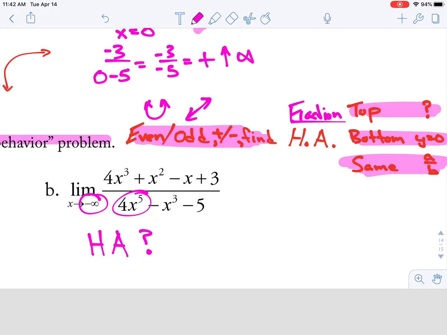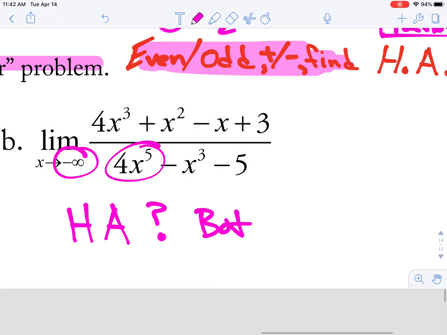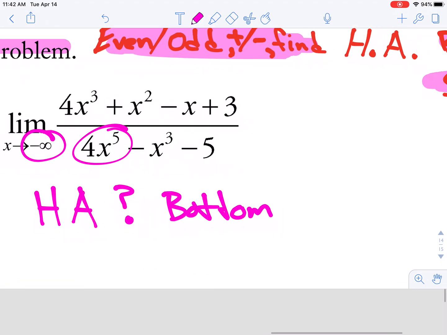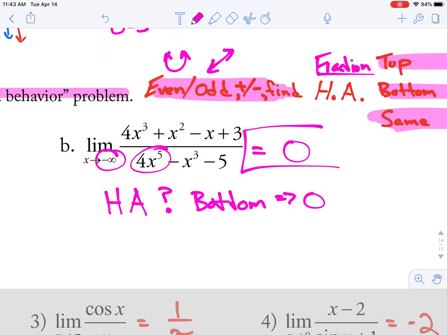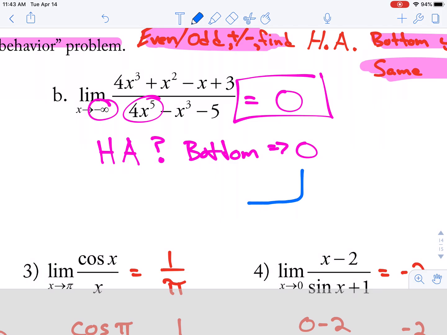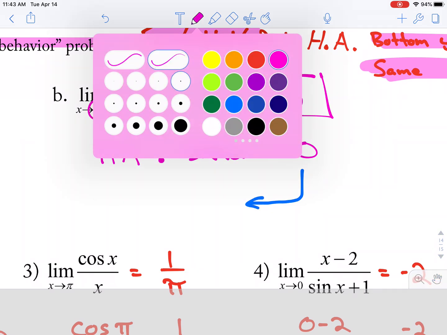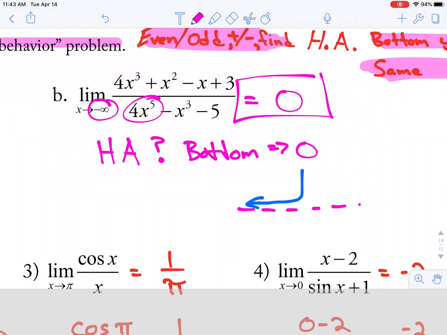Here, the bottom is bigger. So then we know it's going to 0. The horizontal asymptote is 0, and that would be your limit then. Basically, this graph would be leveling off at the value of 0.